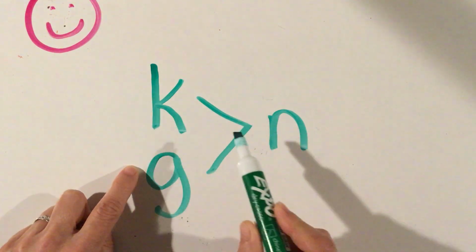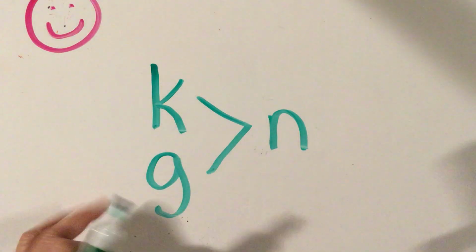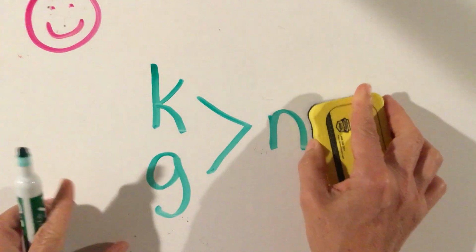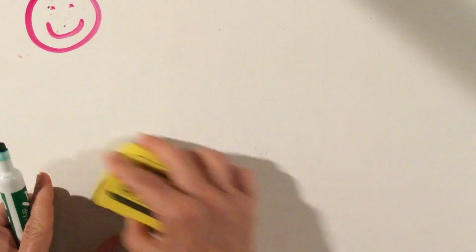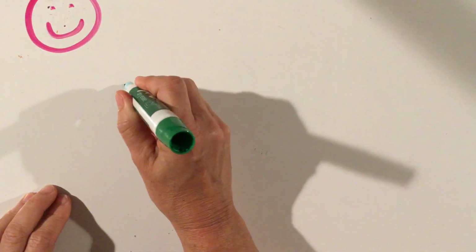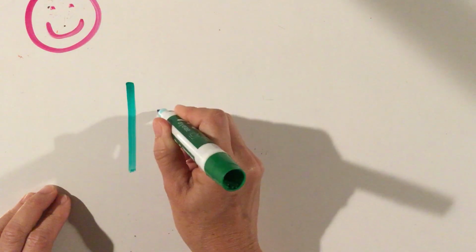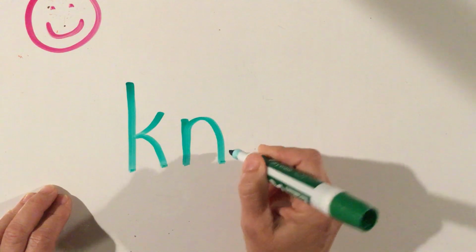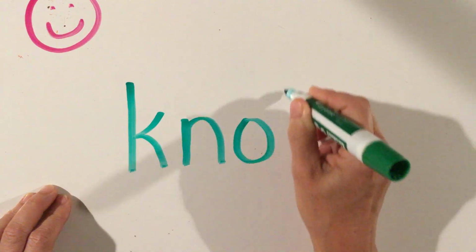So we'll get some syllable practice in, but we're going to do it with these very specific letters that don't say anything when they're followed by N. So get ready to write these words with me. Okay? K, N, O, T.